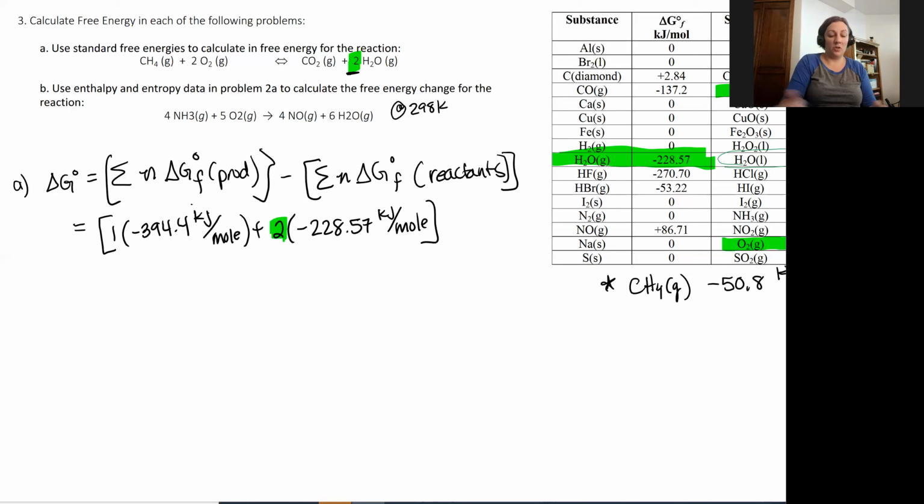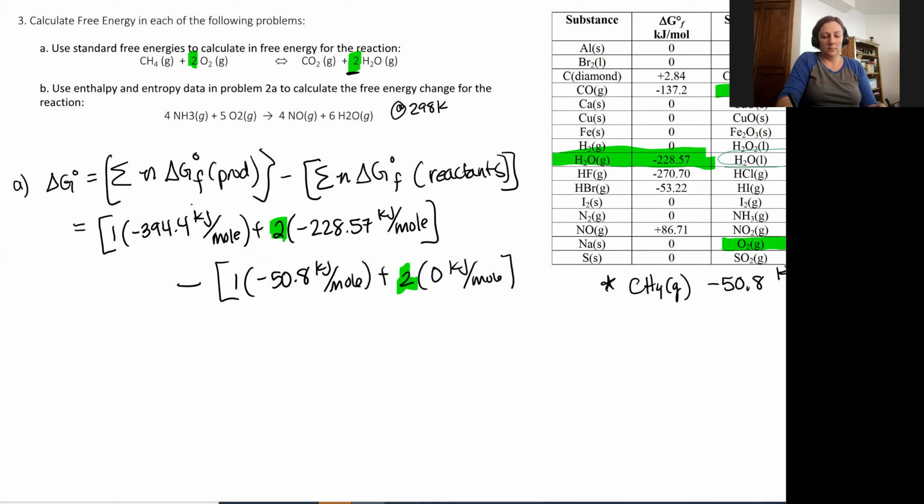From that, I'm now going to subtract my reactants. So methane has a coefficient of 1, so it'll be 1 times my negative 50.8 kilojoules per mole. Plus then our oxygen has a coefficient of 2. So I would multiply 2 by the standard free energy of formation, but since it's an element, it's 0. All right, plugging this all into a calculator is going to give me my standard free energy for the overall reaction, and I get a value equal to negative 800.74 kilojoules per mole.